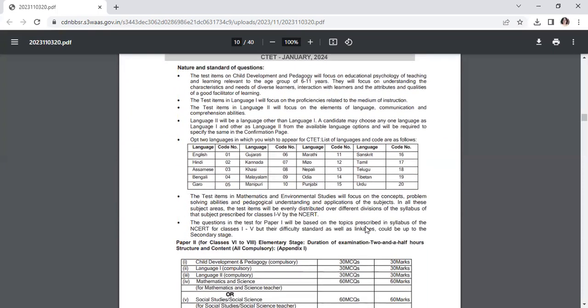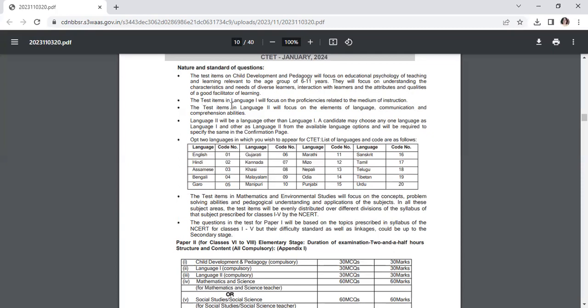Nature and standard of questions. The test items on child development and pedagogy will focus on educational psychology of teaching and learning relevant to the age group of 6 to 11. They will focus on understanding the characteristics and needs of diverse learners, interactions with learners, and the attributes and qualities of a good facilitator of learning.